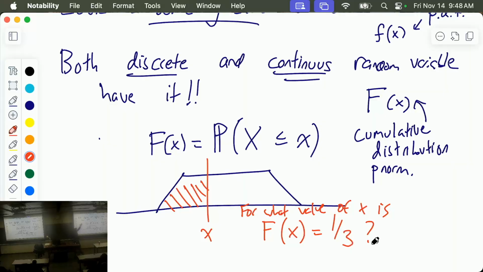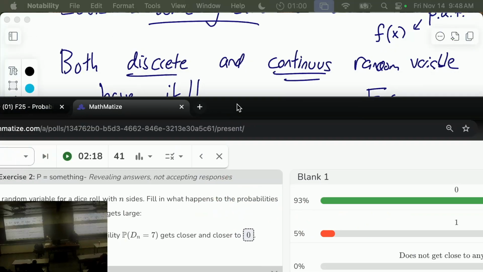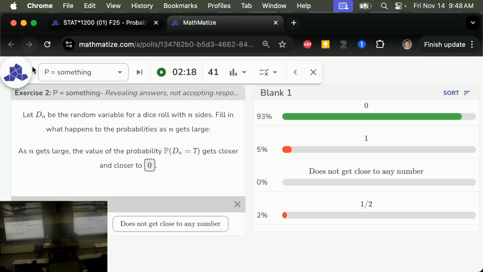And the point is that the discrete and the continuous both have cumulatives, and those cumulative functions can actually converge. So we're going to look now at the cumulative distribution function for the dice rolls and see what happens. Okay. Any questions or comments about the cumulative before I start the example? Okay, let's do it. And so here is my mathematize, and now I'm going to write P less than or equal to something.